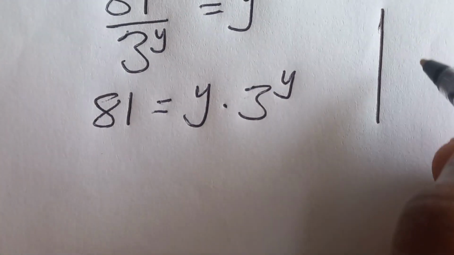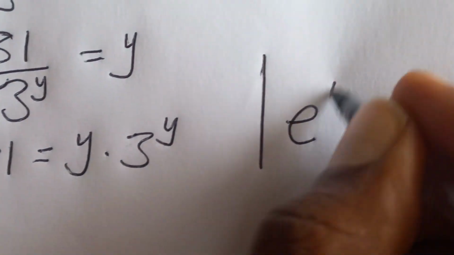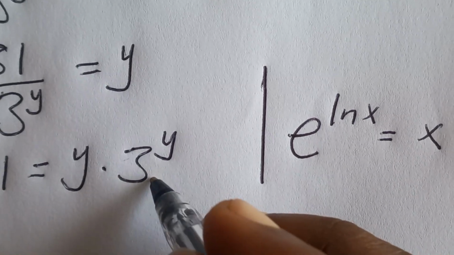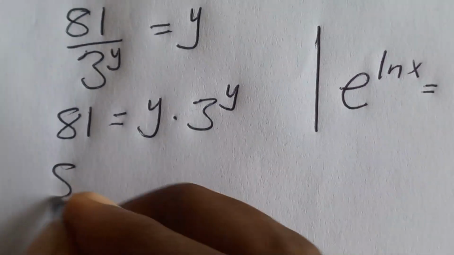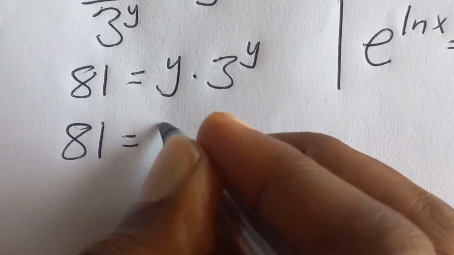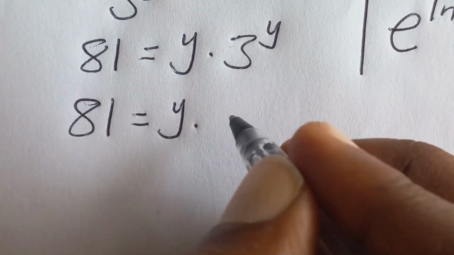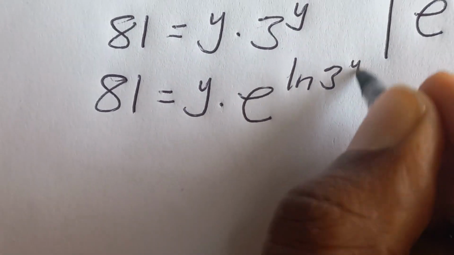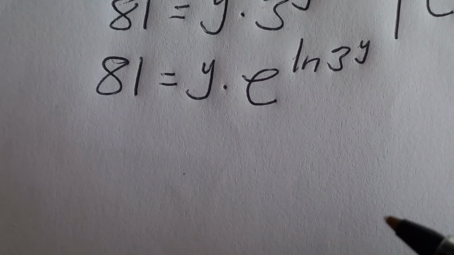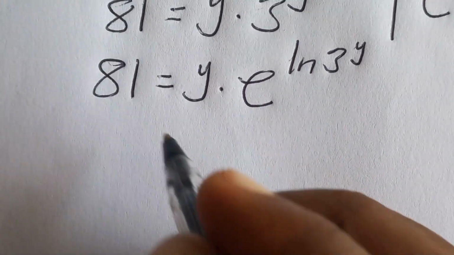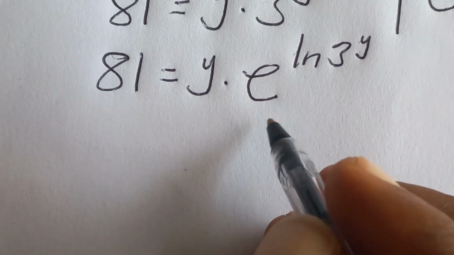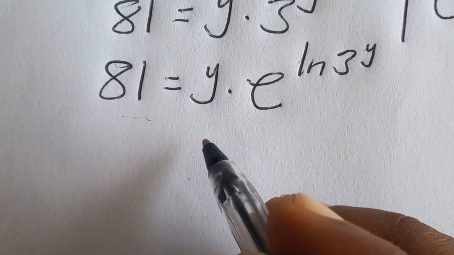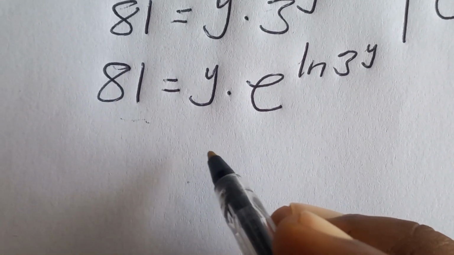Okay. And now, don't forget that we have e exponent natural log of x equal to x. So we can express this value like that. So we are going to get 81 is equal to y multiplied by e exponent ln 3 exponent y, like this. Okay, and now since we have involved natural log, let us express this equation so that we can use the Lambert W function to solve this.